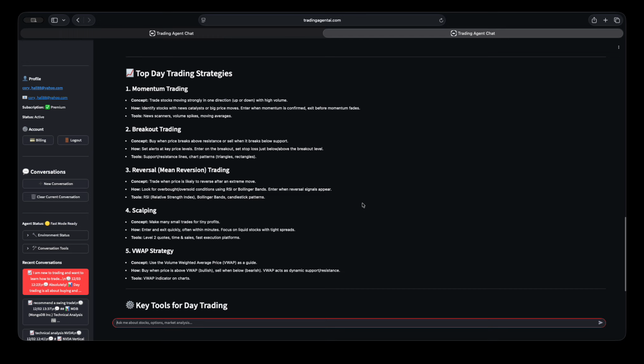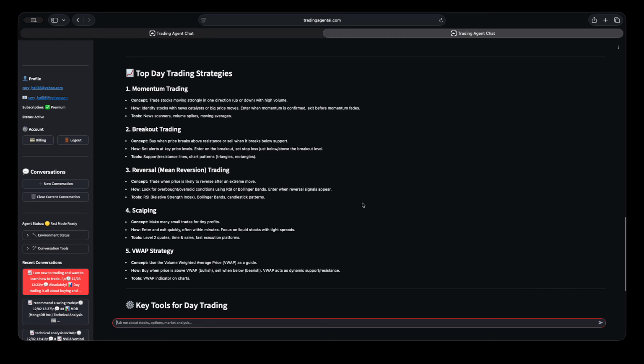And so when you're dealing with stocks or any type of trading, you have two axioms. You have buy low, sell high, which is called going long, and then you have sell high, buy low, which is known as going short. And so momentum trading is when you see a stock moving strongly in one direction, up or down, with high volume, you apply one of those axioms.